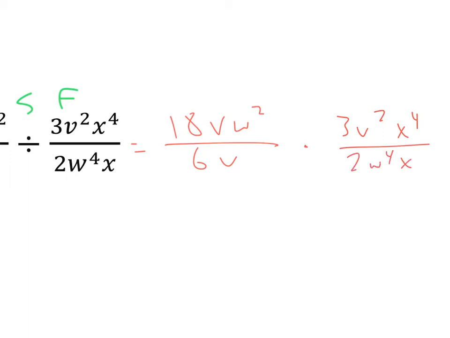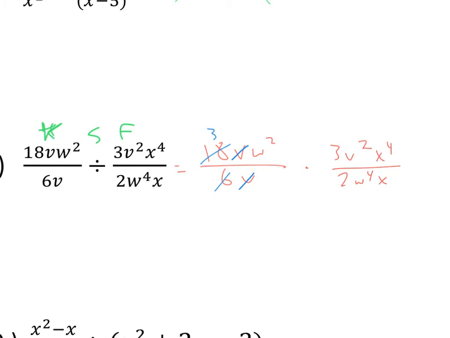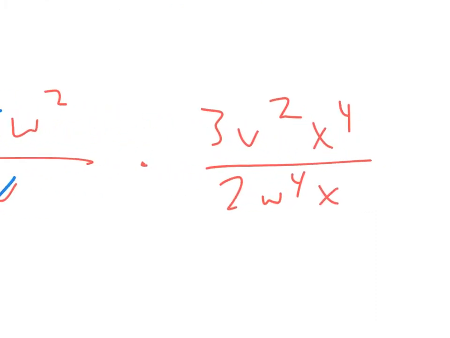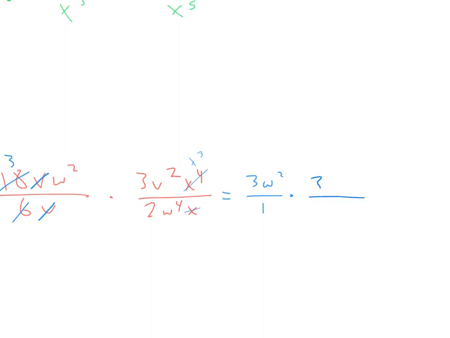I'm going to simplify before I even look at cross-simplifying here. So I think that's a little easier. 18 and 6 simplified to 3 over 1. I've got a v on bottom and a v on top. So all I'm left with in this first one is 3w squared. On this far one, let's see, I can make this become x cubed, and this x is gone. So my new multiplication problem is 3w squared, again, over 1 times 3v squared x to the 3rd over 2w to the 4th.